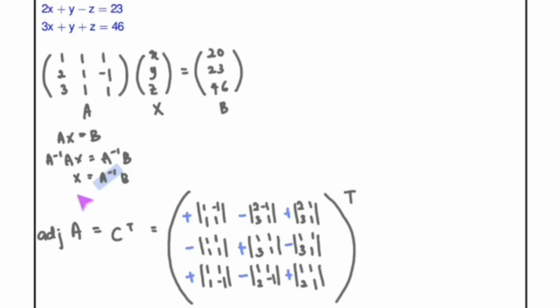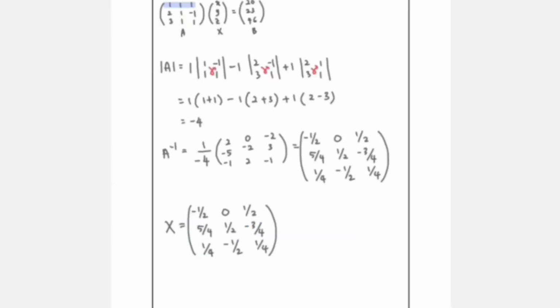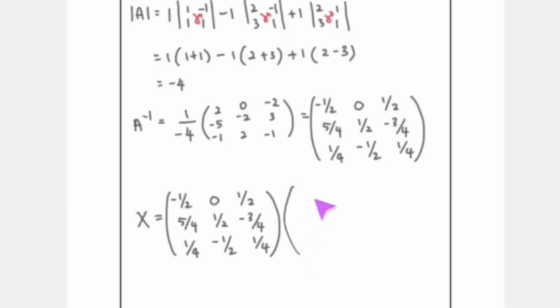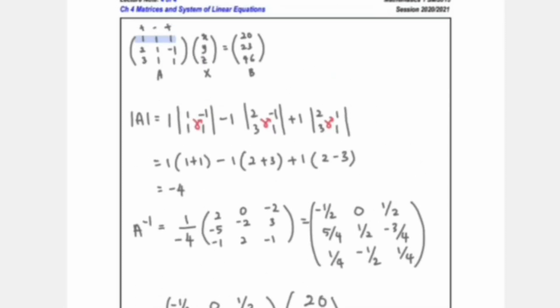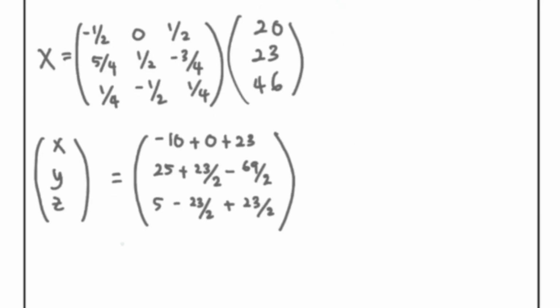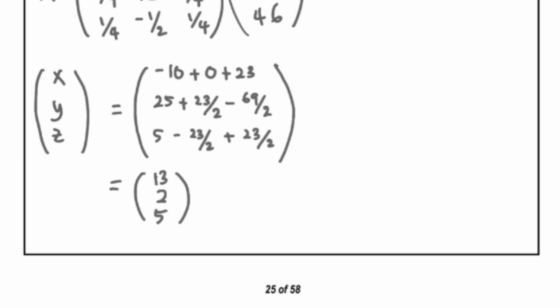Now we can just find x, which is x, y, z, by multiplying the inverse of A by B. So x equals A inverse times B, 20, 23, 46. Just multiply the matrices, simplify, and you get 13, 2, and 5. So your final answer: x is equal to 13, y equals 2, and z equals 5.